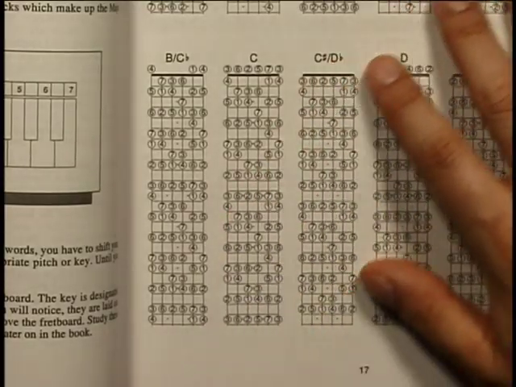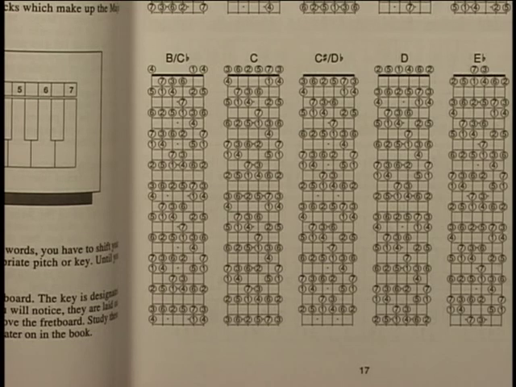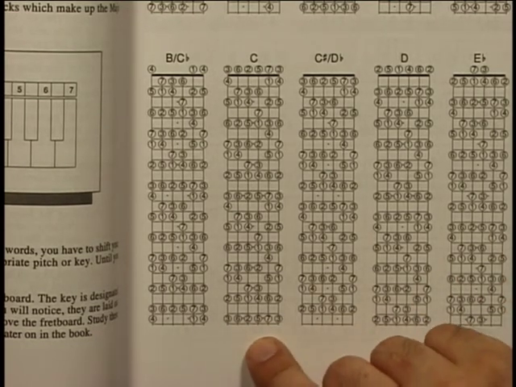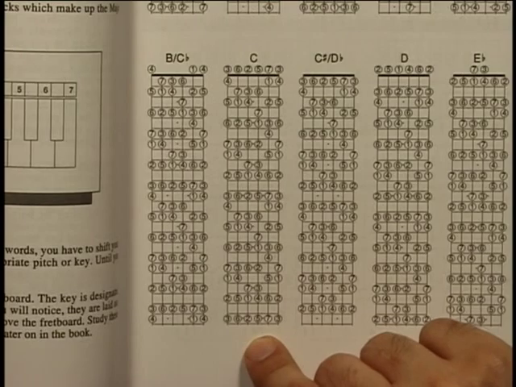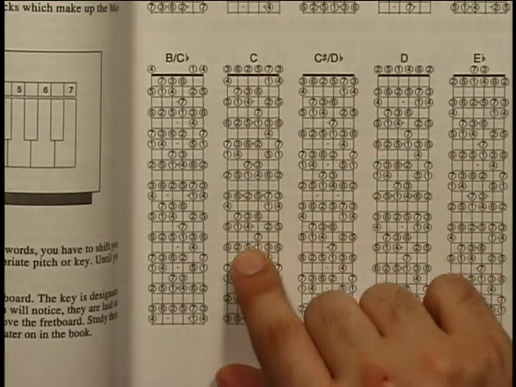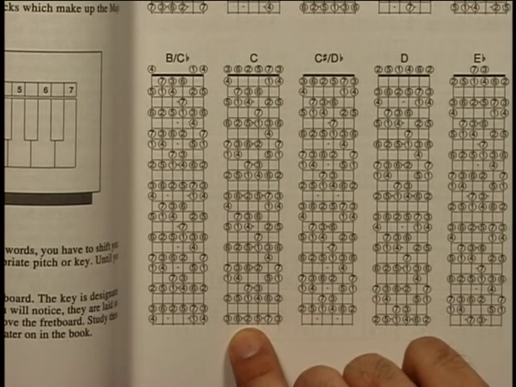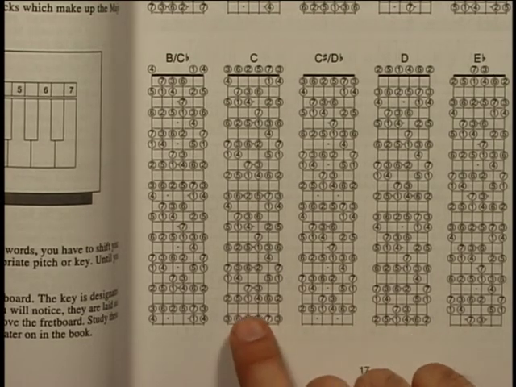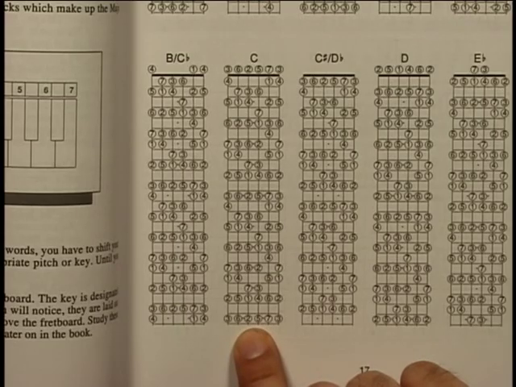On page 17, you will see 12 guitar interval maps, one for each key. As you recall, the major scale in the key of C on the keyboard is all the white keys. On the bottom half of page 17, the second interval map from the left is the key of C interval map. Each interval map is the major scale in all 12 keys. This is what the major scale looks like in the key of C on the guitar.